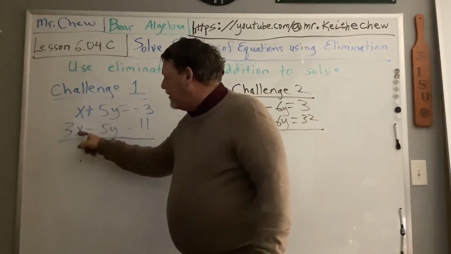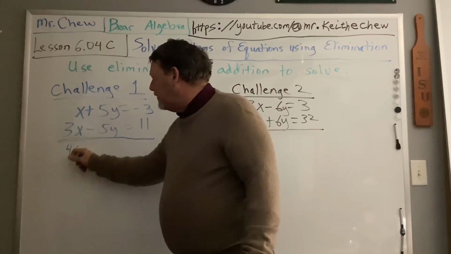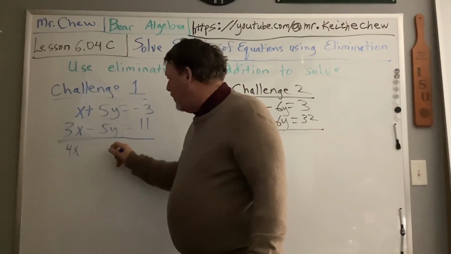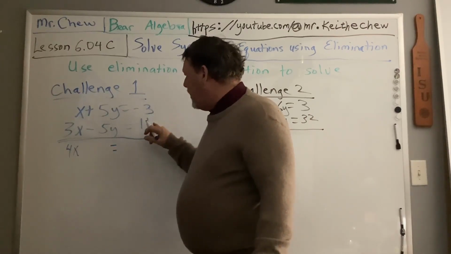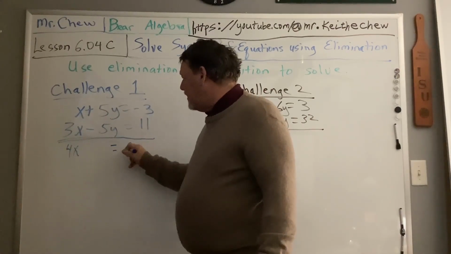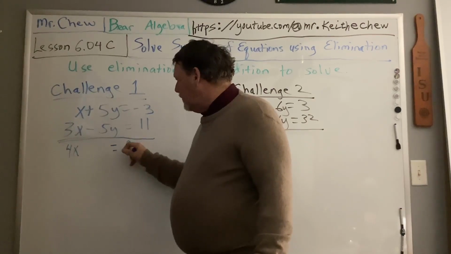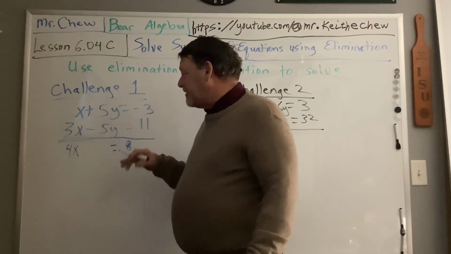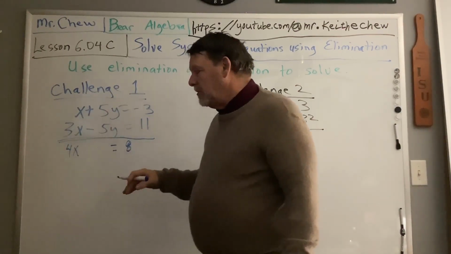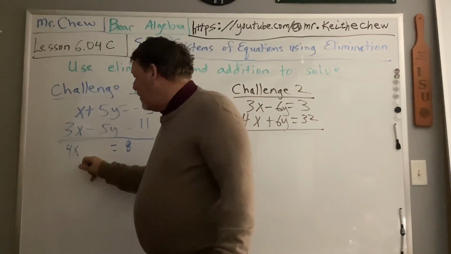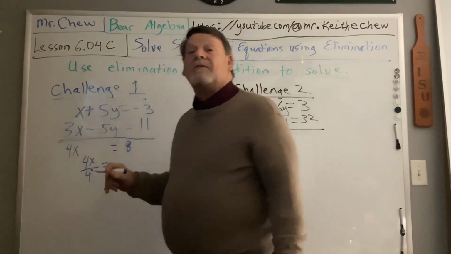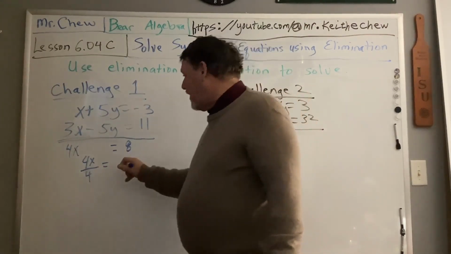So x plus 3x is 4x. The plus 5y, the minus 5y is 0. And the negative 3 plus 11 is 8. All right, if I have 4x equals 8, I have to solve that equation. So I can undo the multiplying by 4 by using the division property of equality and dividing by 4.